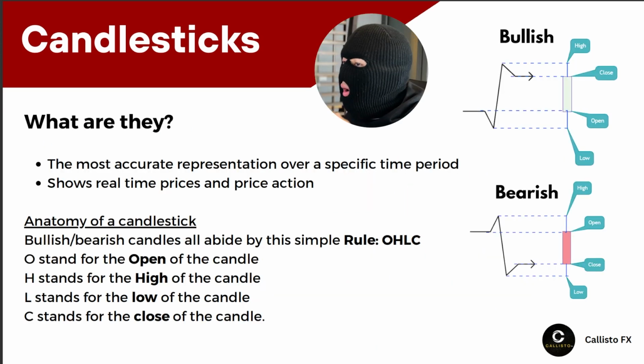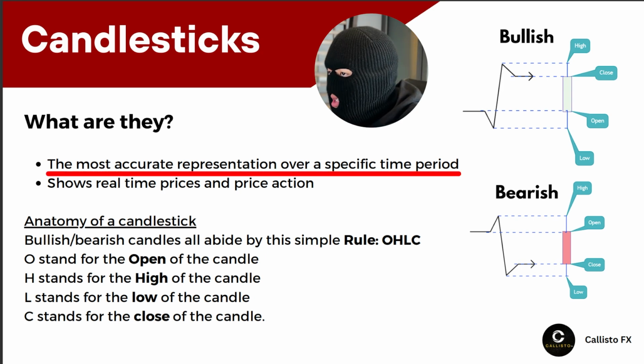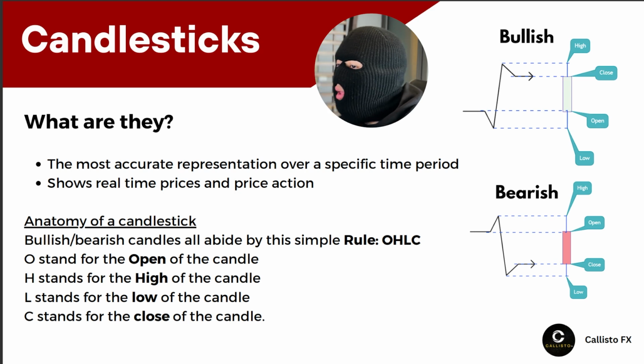time frame. Now, what exactly are candlesticks? It is the most accurate representation of price over a specific period of time. Now, there are two main candlesticks. Number one, the bullish candlestick, and number two, the bearish candlestick. I think of it this way. It tells me a story of what price did during a specific time period.